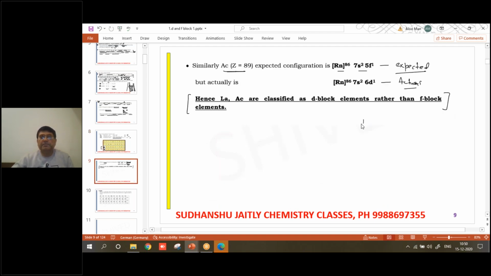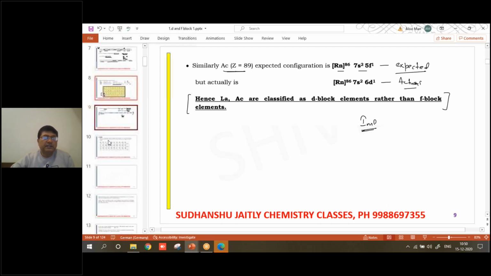Hence, lanthanum and actinium are D block elements rather than the F block elements.